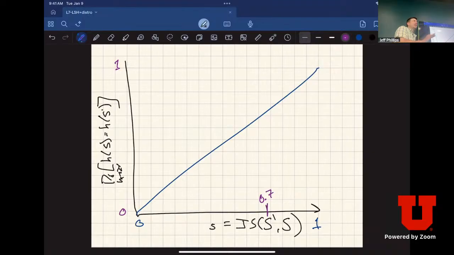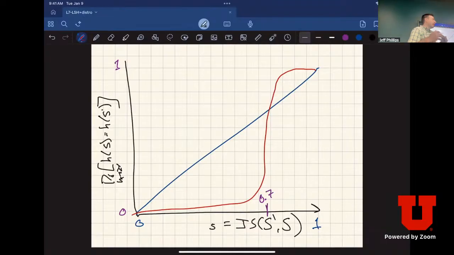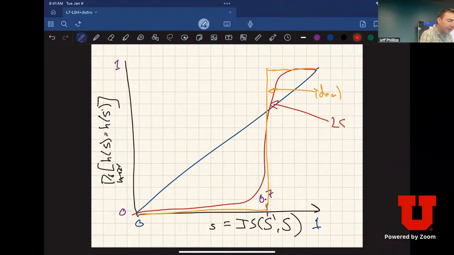Now, I might need to change this later, but I would like a different function instead that's going to look something like this, where if the Jaccard similarity is above 0.7, I have a very high probability that things are going to collide, and if it's below 0.7, there's a low probability that they collide. In fact, what I would really like is a step function that went like this, where things only collide if it's above this. This is ideal, but I'm going to get something like the red curve with LSH.